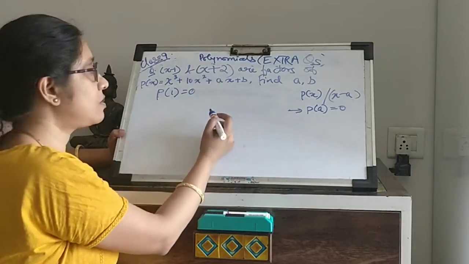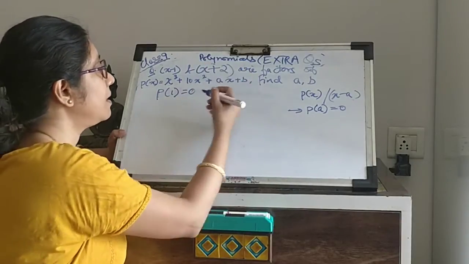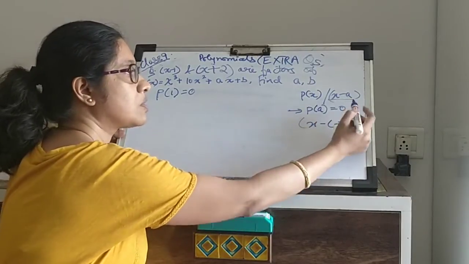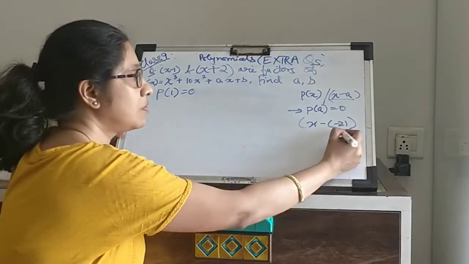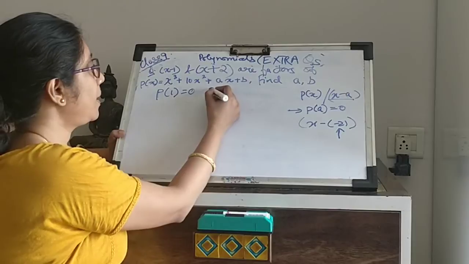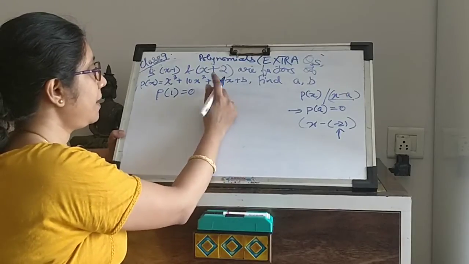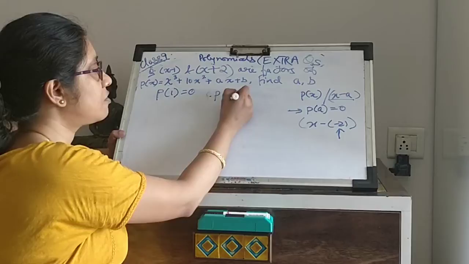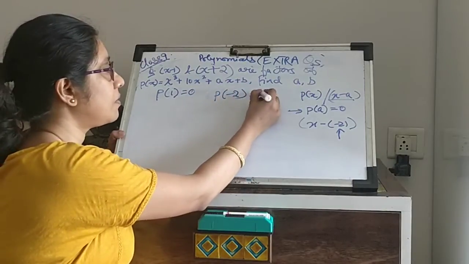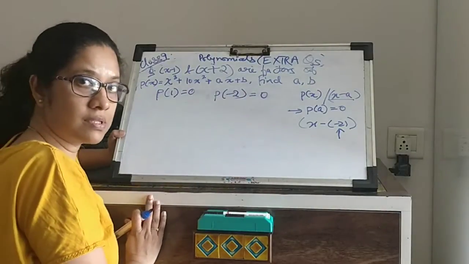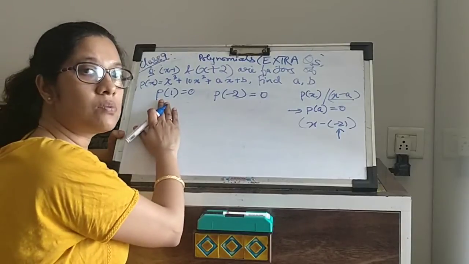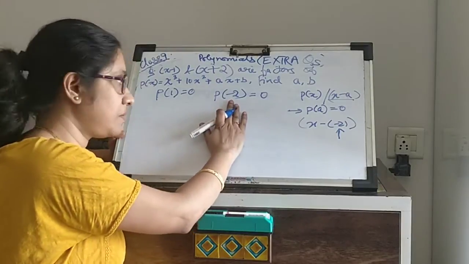Same thing for x plus 2. X plus 2 is nothing but x minus minus 2, which is in this form. So here a is minus 2. So, connecting it here, we get p of minus 2 is also 0. Got it? We have got two equations. P1 is equal to 0, P minus 2 is equal to 0.